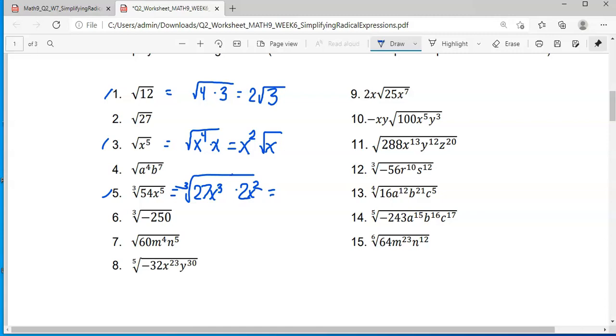Then simplify na natin. So kunin nyo ang cube root ng 27. So ang cube root ng 27 ay 3. Ang cube root naman ng x raised to 3, divide nyo lang yung exponent by index. So magiging x. Then yung remaining, yung 2x squared, ilalagay lang natin sa loob ng radical. So copyin lang natin. Okay. So our answer is 3x times the cube root of 2x squared.